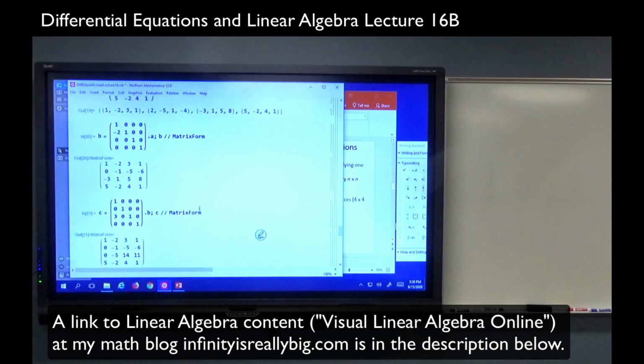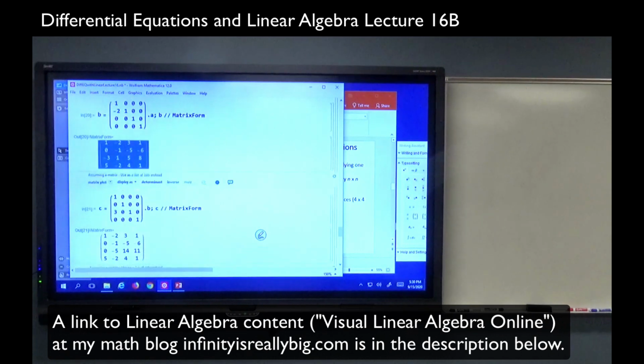So this was our last matrix right here. We were multiplying row 1 by 3, adding to row 3, putting the answer in row 3. 3 times 1 is 3, plus negative 3 is 0. You see a 0 there. 3 times negative 2 is negative 6, plus 1 is negative 5. You get a negative 5 right there. 3 times 3 is 9, plus 5 is 14. You see a 14 there. 3 times 1 is 3, plus 8 is 11. You see an 11 right there. And again, rows 1, 2, and 4 stayed as they were originally.